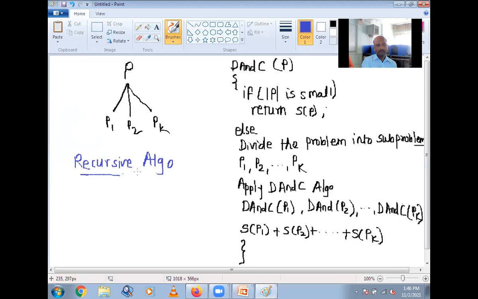The recursive algorithm concept we have seen in chapter first: the algorithm which is called by itself again. Here divide and conquer of problem P is the name of the algorithm. In this algorithm, the same algorithm is called again: divide and conquer of P1, divide and conquer of P2, divide and conquer of Pk. So here we have used a recursive algorithm.